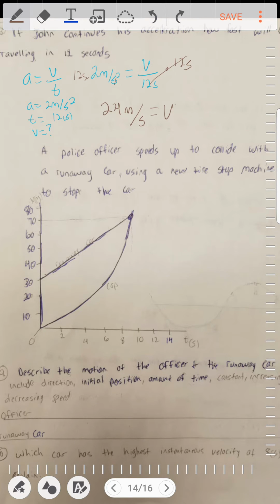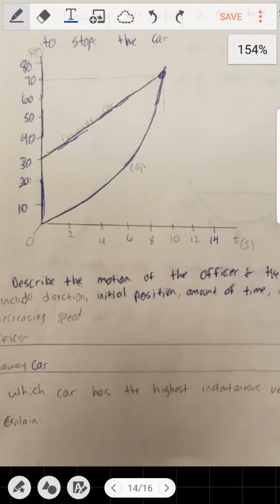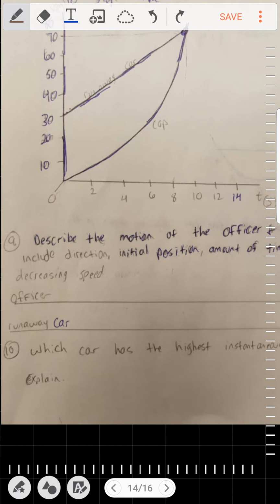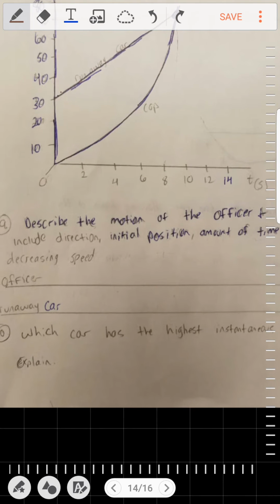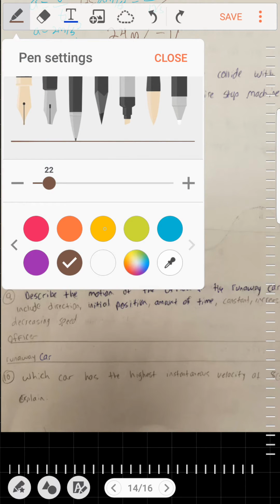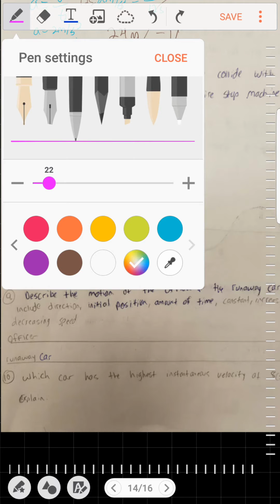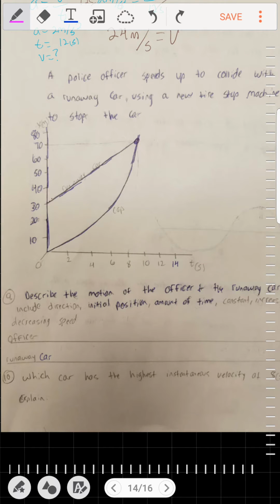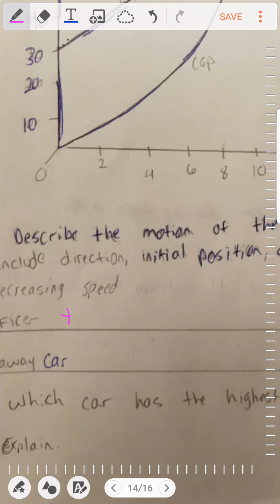So now let me know what's going on. And they're going to collide, aren't they? They're going to collide. So the question says, describe the motion of the officer and the runaway car. Include direction, initial position, amount of time, constant, increasing, or decreasing speed. All those things. So the officer, what direction is it going? Well, we can definitively say that it's going faster. So the officer is going faster. Or direction, I'm sorry. Direction, it's going in a positive direction.